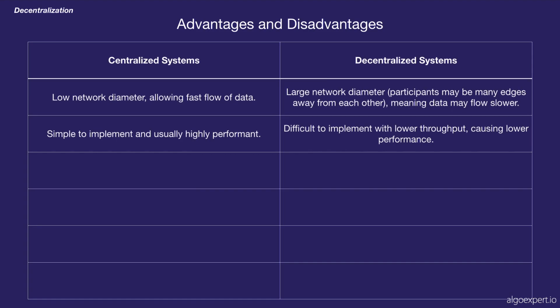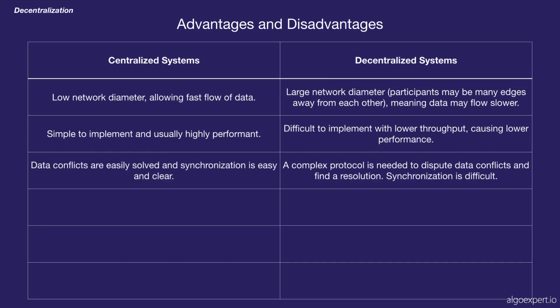Whereas with a centralized system, if I can have one central server or one central location where everything is happening, it allows me to do things much more easily and typically to have higher performance. Continuing here, when we have a centralized system, our data conflicts are usually easily solved and synchronization is easy and clear. Whereas in a decentralized system, a complex protocol is needed to dispute data conflicts and to find a resolution, and synchronization is typically very difficult.